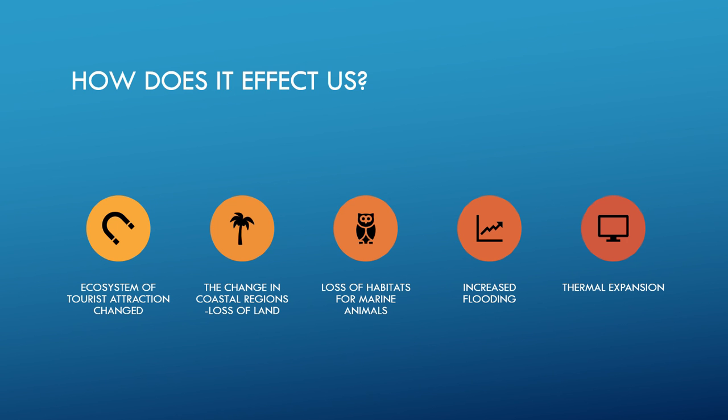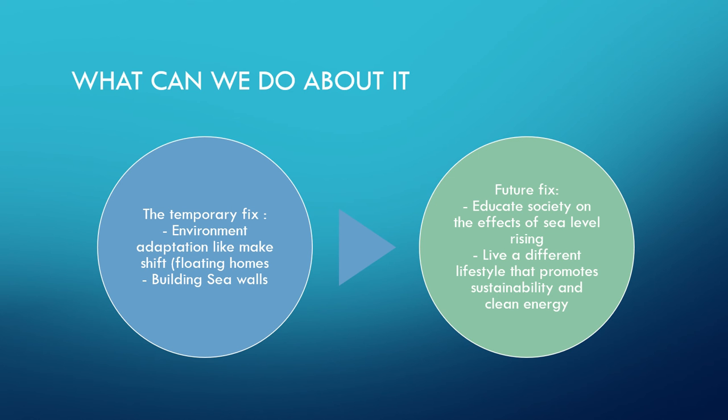Something else I want to mention is the increase in flooding and thermal expansion. These items do happen over time in our coastal regions, where the rise of sea levels will increase our flooding and thermal expansion due to erosion and the wearing down of our coastal regions that protect us from these items. So what can we do about this?